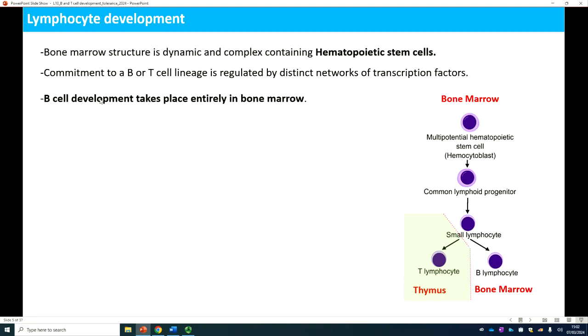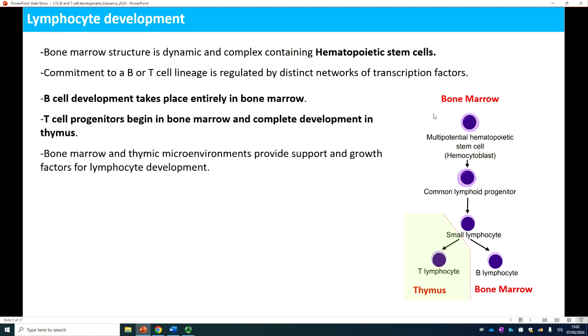But just remember that the B cell development is taking place in the bone marrow, whereas the T cell development, or the progenitors, will begin in the bone marrow, so they'll arise in the bone marrow, but they'll finish off and complete their development within the thymus. And that's just what's being summarized in the diagram on the right-hand side.